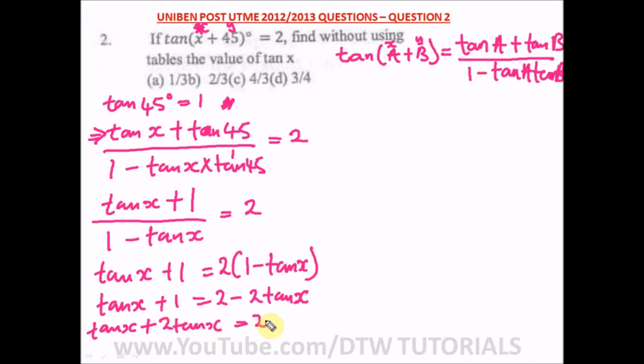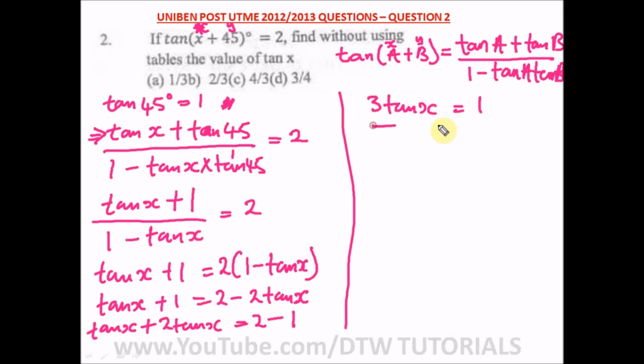Taking plus 1 to the other side, we have minus 1. Okay, let's draw a line here. So what do we have here? What is tan x plus 2 tan x? That will give us 3 tan x equal to 2 minus 1, which is 1.